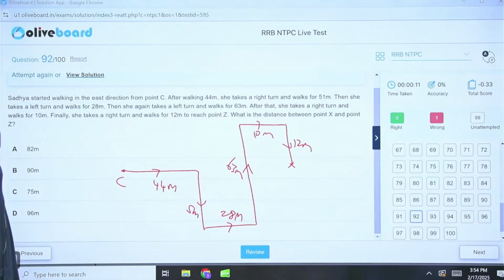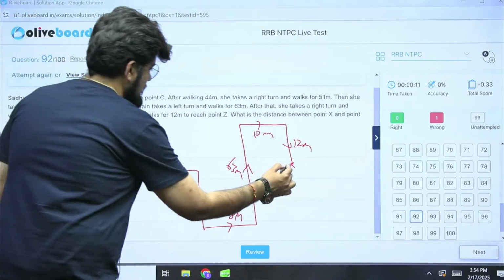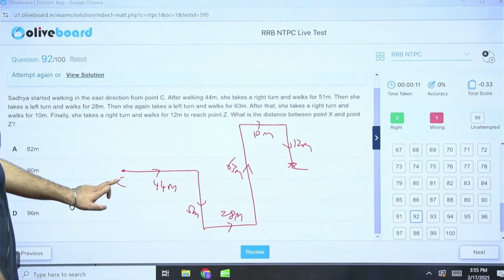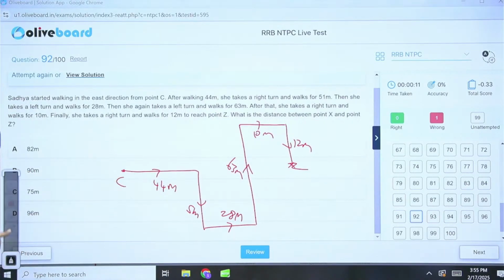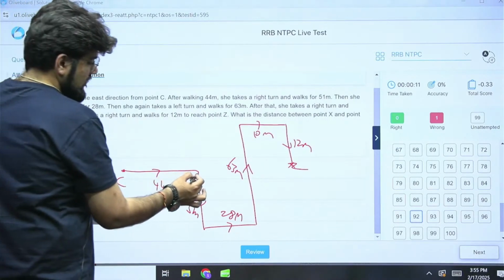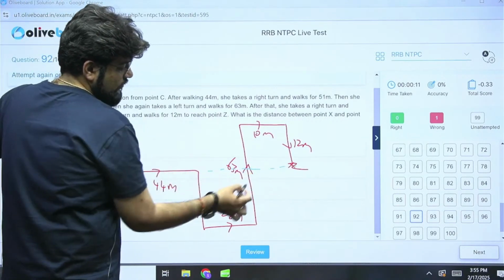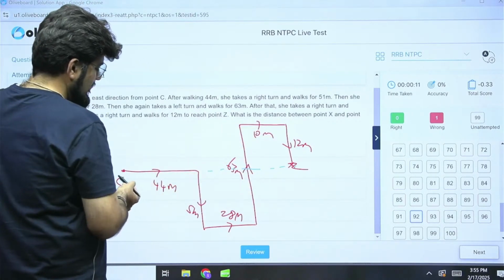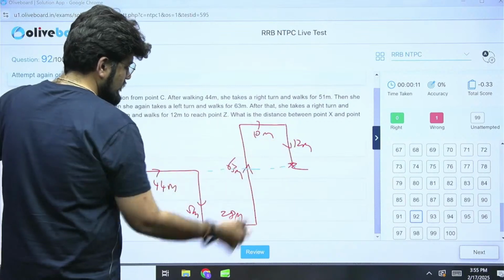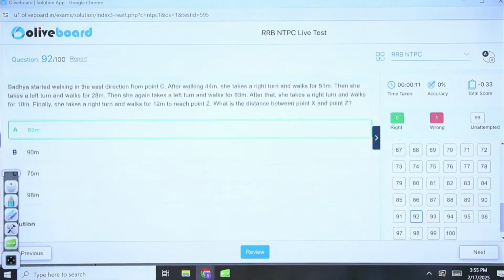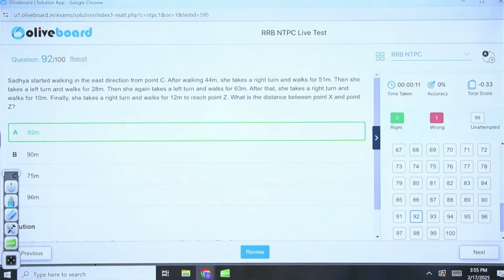Now they're asking you what is the distance between point X and point Z, right? Point X, no, they mean point C and point Z. Now if you observe carefully, these are going to be in the straight line, okay, because this was 51, this was 12, this is 12 coming down, so she's in the same line. So 44, 28 and 10 is going to be your answer. 28 and 10 is 38, 38 and 44 will give you 82 meters. Option A becomes your right answer. That is how it is.